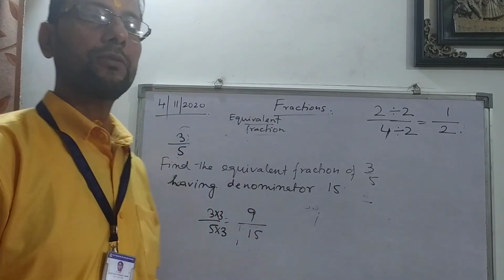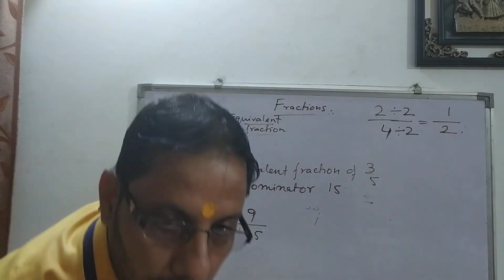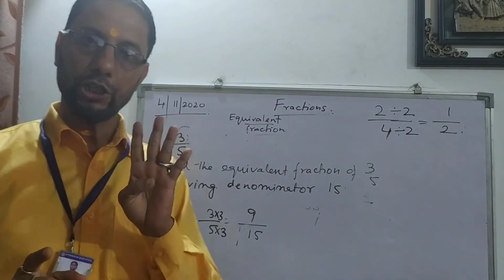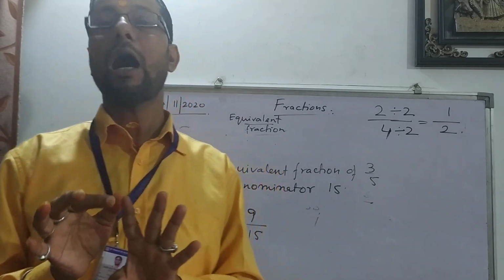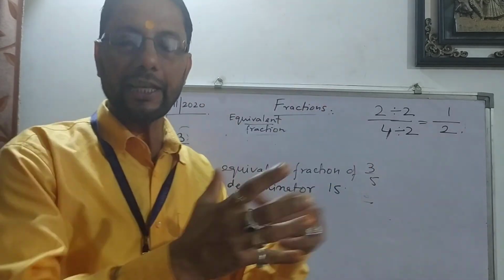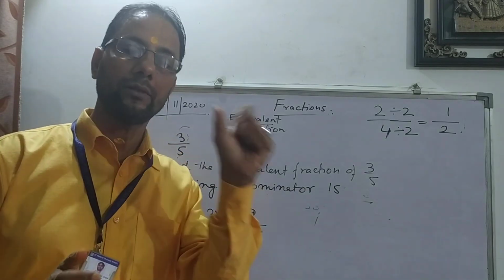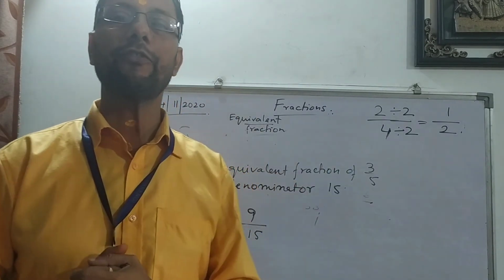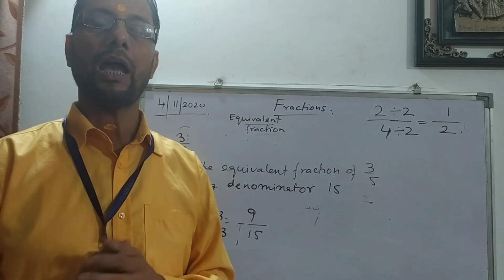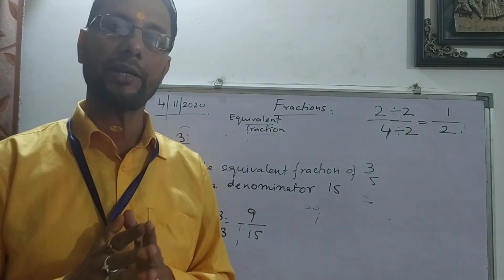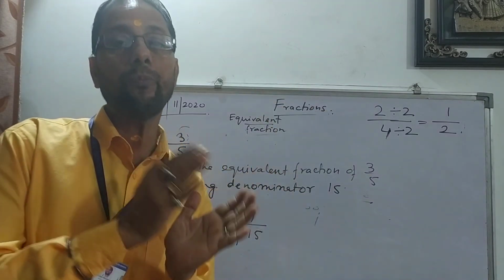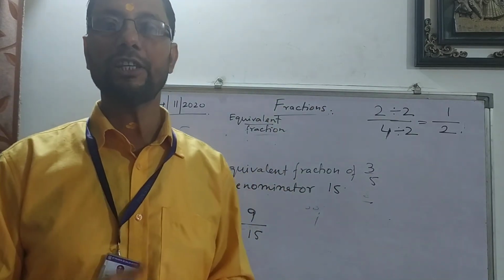So hope, students, you have understood it. What we have learned today: we have discussed equivalent fractions, how to identify equivalent fractions by doing cross multiplication, how we can find the equivalent fraction having a particular denominator or a particular numerator, and how we can find the missing number to make the fraction equivalent.